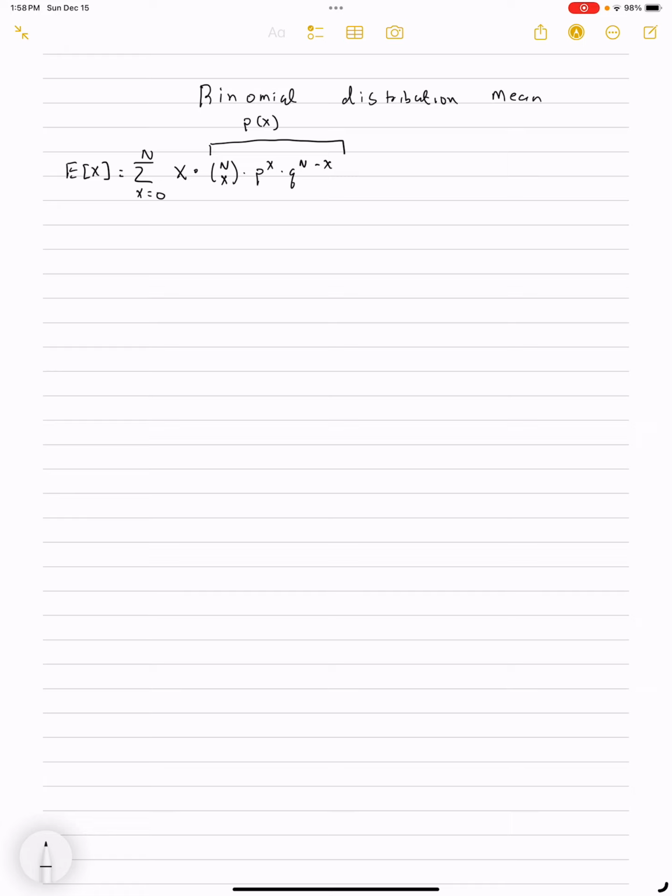Now this formula is kind of a little daunting, so there's another way that we can calculate the mean, and that's by taking the derivative and evaluating it at 0. We're going to use the fact that the moment generating function here is given by this formula, (q plus p e to the t) raised to the nth power. Okay, and q is equal to 1 minus p. It's the probability of failure.